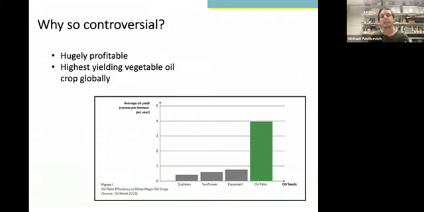Additionally, it's the highest yielding vegetable oil crop globally. And what I mean by that is that in comparison to alternative vegetable oil crops, such as soybean or sunflower or oilseed rape, you get 4 to 10 times as much oil per hectare of land from oil palm. And so you get tons of oil out of it relative to the amount of resource that you put in, meaning that it's very productive.